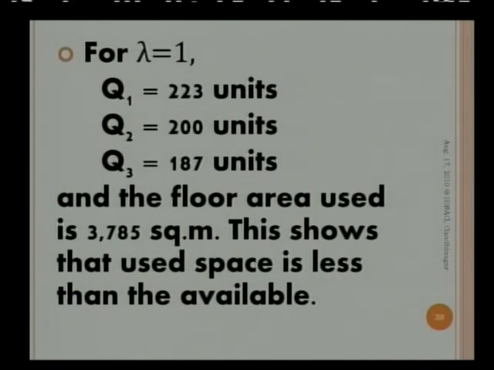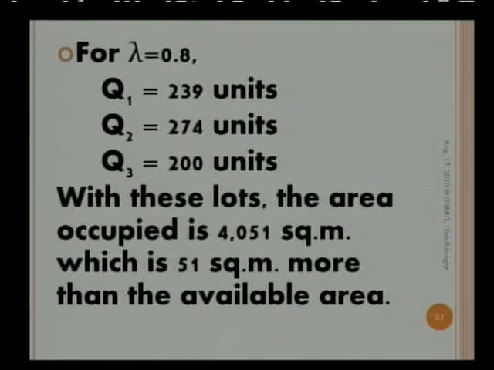Similar to what we did in the previous slide, if we work out the total area by the 3 items, it turns out to be 3785 square meter, but available is 4000. That means we are wasting some of the area, which may not be affordable. So we reduce the value of lambda. Say lambda is equal to 0.8, that gives the number of units to be purchased for the first item as 239 units, the second is 274 units and the third one is 200 units.